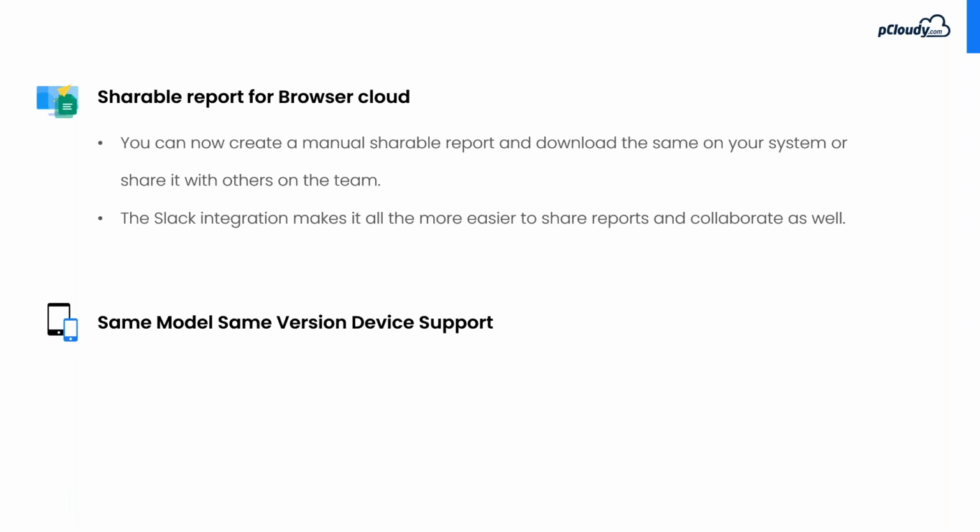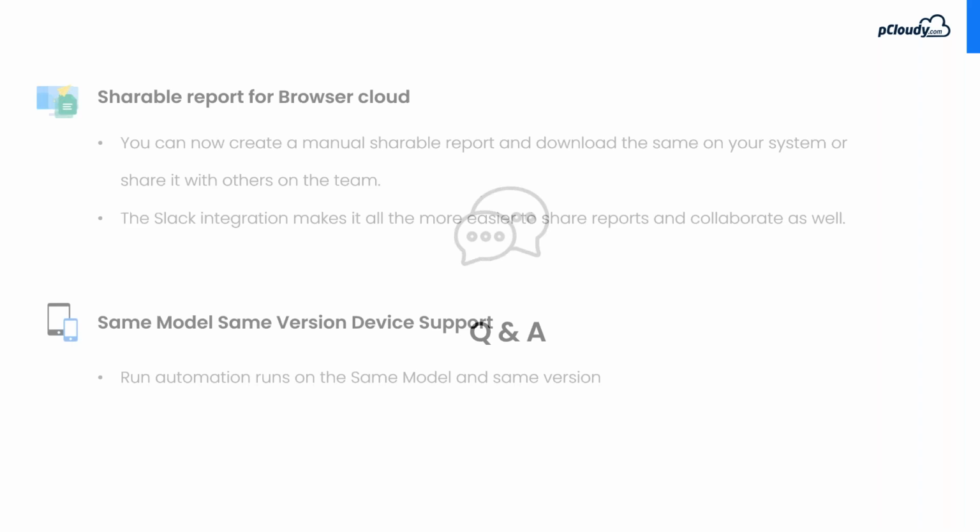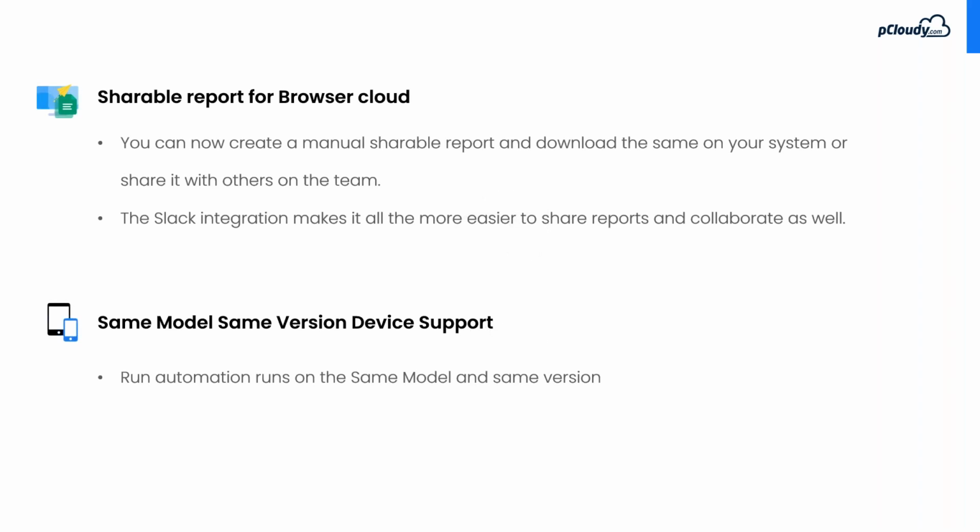Another important feature is on the automation part, where you can do the automation on the same model and the same version. So if there are two devices of the same model and the same version, and you want to run on those two devices in parallel at the same time, you can pretty much do that. Now we are supporting it. You can run the same script on different devices, provided they're available on the cloud. So that's it from my side.